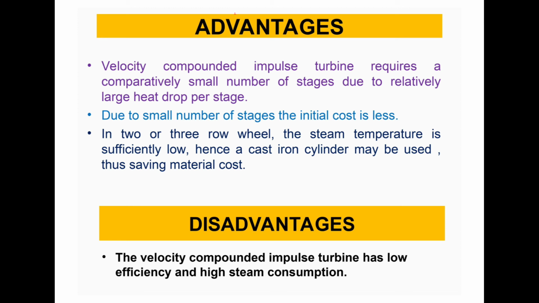Because of the fewer stages, we are able to reduce the weight as well as the material and cost of the product. In order to make it convenient and economical, we can generate power as simply as possible. And the disadvantages of this process: the velocity compounded impulse turbine has low efficiency and high steam consumption.